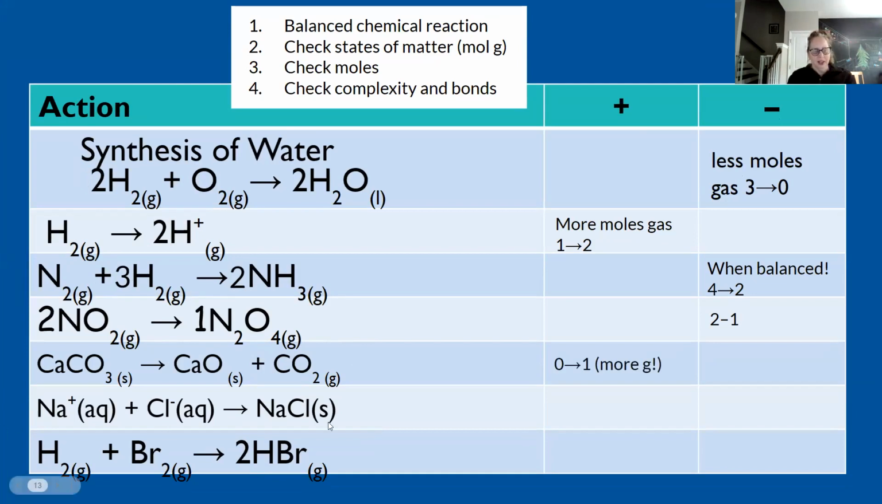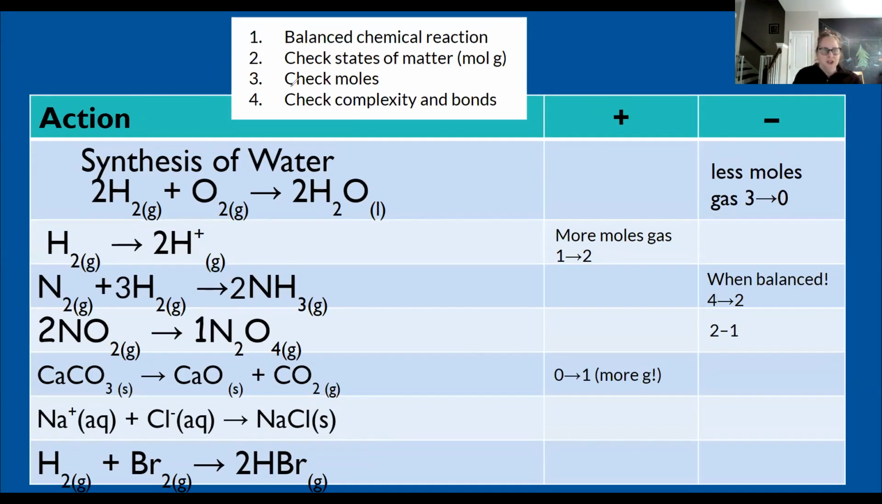Sodium and chlorine make sodium chloride. I don't have any gas there. Uh-oh, I got to go back to my other rules. Check the moles in general. All right, 1 mole of sodium ions plus 1 mole of chlorine ions equals 1 mole of sodium chloride. Well, that wasn't helpful. So sometimes you can't even go with moles. If moles of gas isn't there, then the next thing you go is more moles in general is more disorder. And then the next thing that you got to go is check the states of matter.